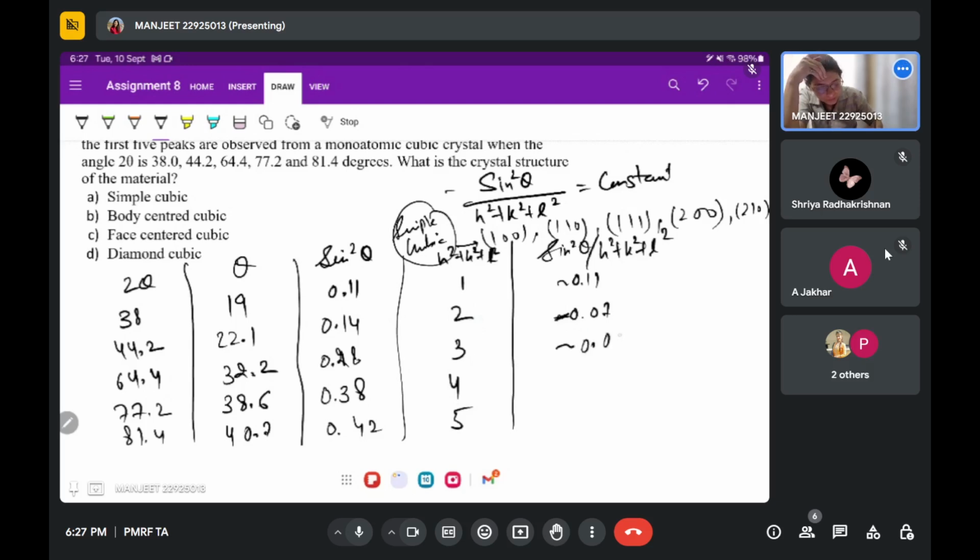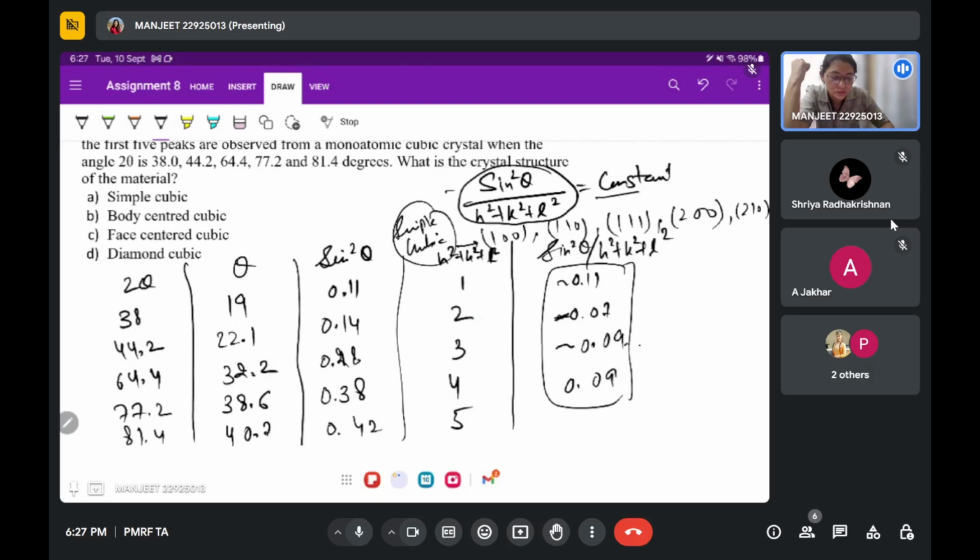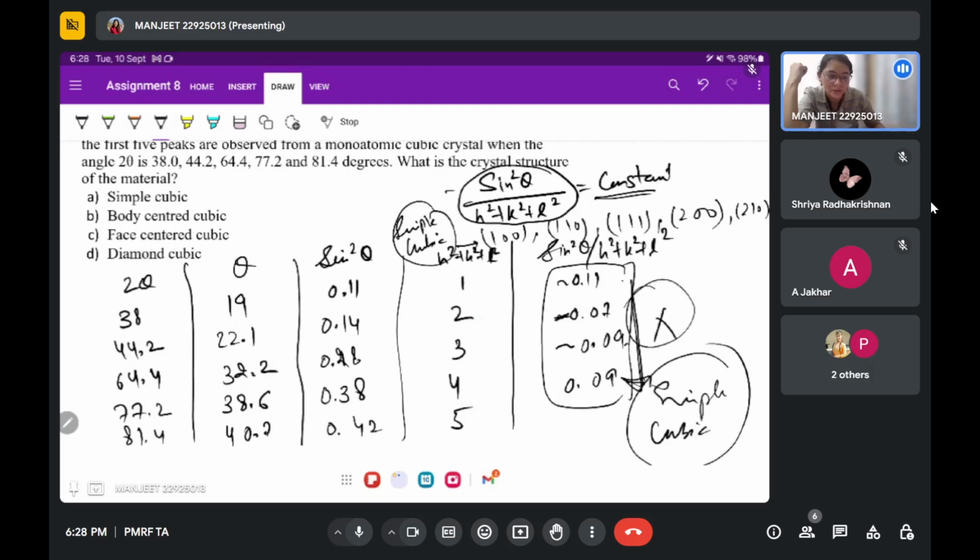This is also 0.09 something. So this is not constant, because for every hkl value, sin²θ divided by h² + k² + l² should be constant, not variable. Here you see this is changing. It means these peaks mentioned here do not correspond to simple cubic. Now let's check for the FCC one.